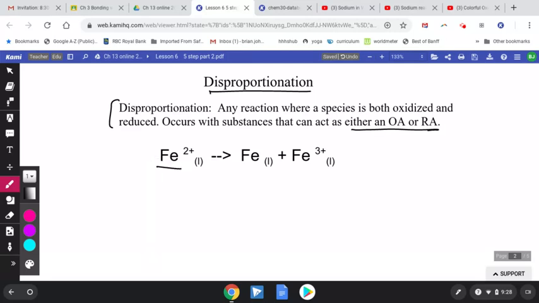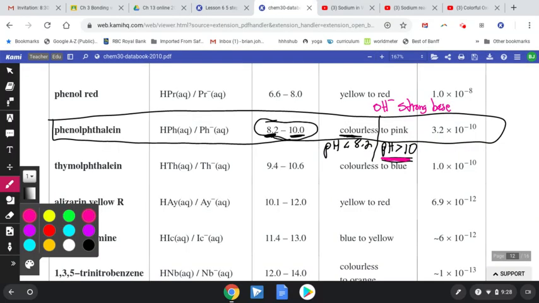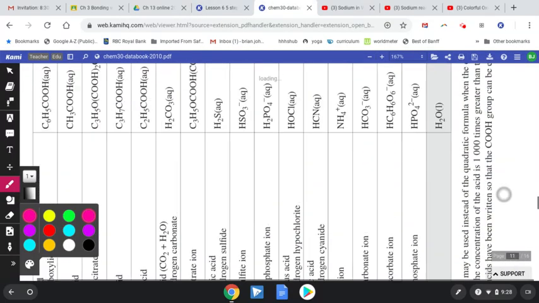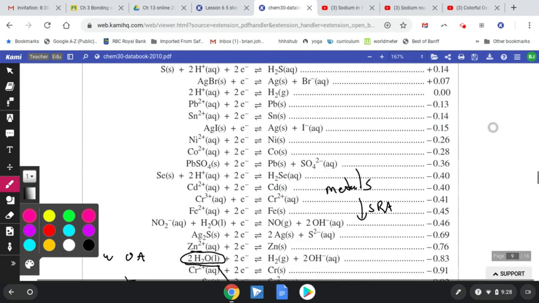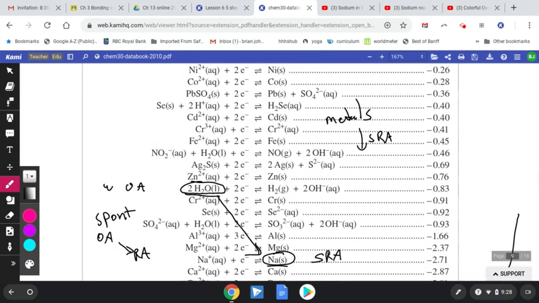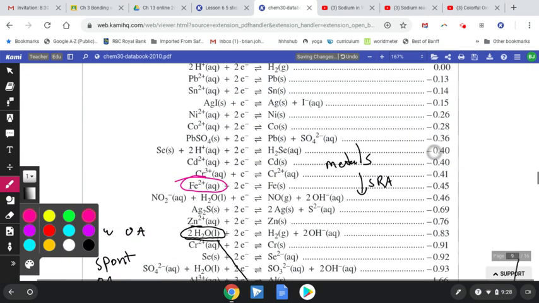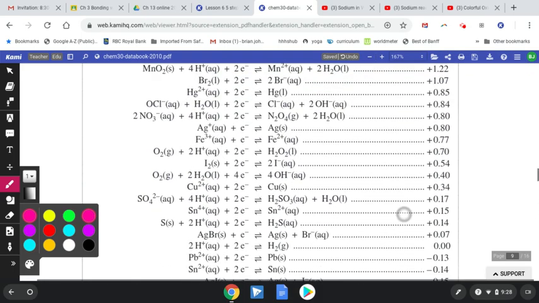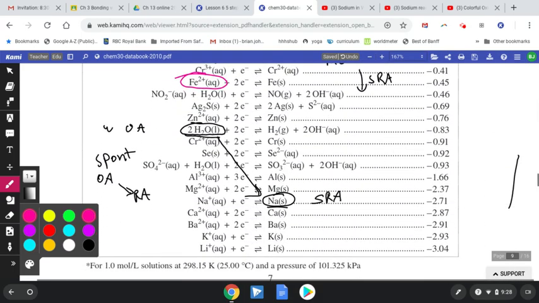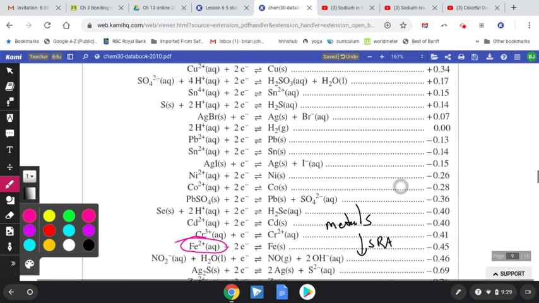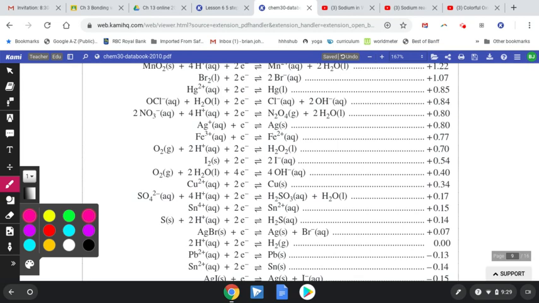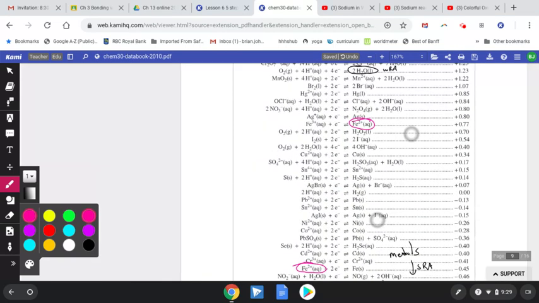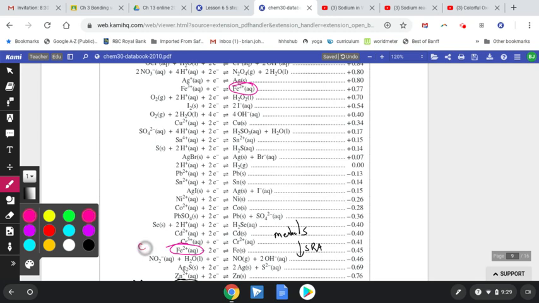So we're going to look at Fe2+. And if you remember, or maybe you didn't remember, but on your table of relative strengths, if we look at iron 2+, you will discover that it is an oxidizing agent and, there we go, a reducing agent. So it is both oxidizing agent and reducing agent, which means it's capable of gaining and losing electrons.